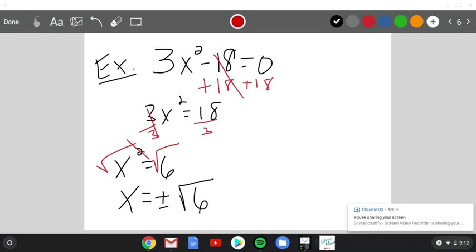6 is not a perfect square, so we need to think about breaking that down. But when we break it down, 2 doesn't have any friends to come out of the house. 3 doesn't have any friends to come out of the house, so we'll just have to leave it. Plus or minus the square root of 6. Okay, a couple more.